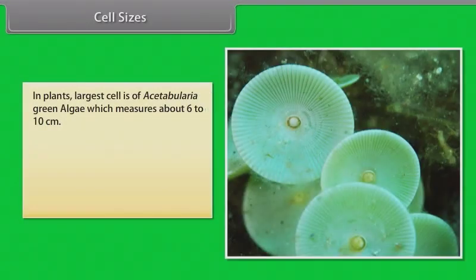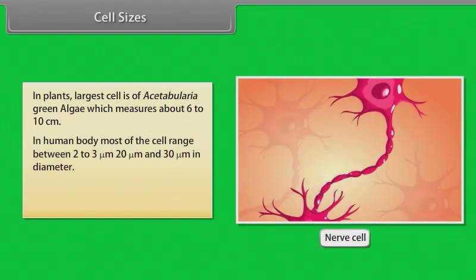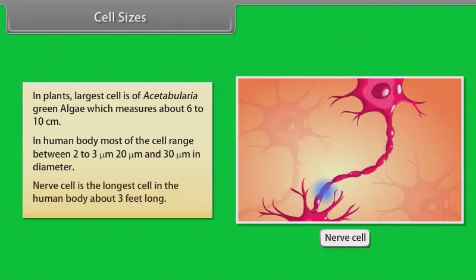In plants, the largest cell is of Acetabularia, a green alga, which measures about 6 to 10 centimeter. In the human body, most of the cells range between 2 to 3 micrometer, 20 micrometer and 30 micrometer in diameter. Nerve cells are the longest cells in the human body, about 3 feet long.